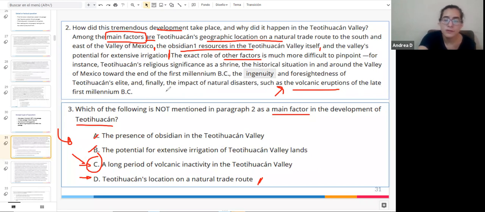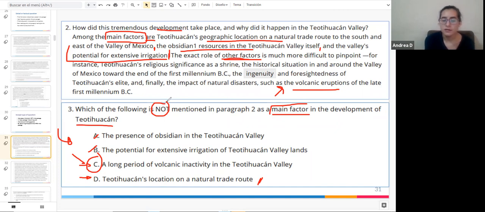But you need to think of what they're asking for. They're not asking for other factors, they're asking for the main factors. And these here are the main factors, okay? Geographic location, obsidian, and the potential for extensive irrigation. Whatever is next, that doesn't matter, okay? That's not part of the response. So just look at your list carefully, make sure that you read the question, that you read the note, and you don't just go checking one by one the options that you have.